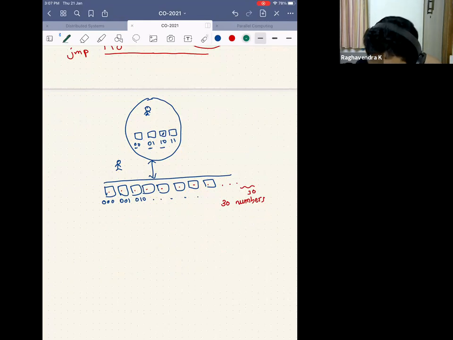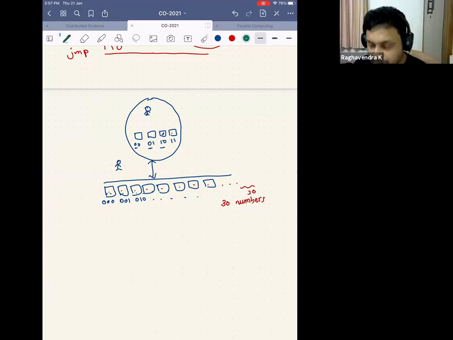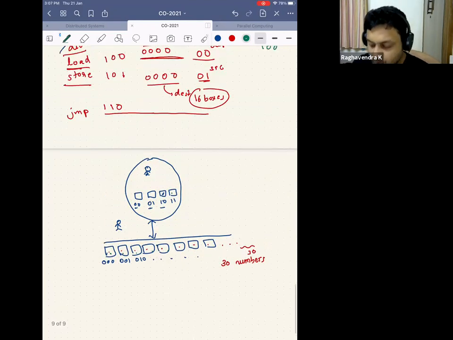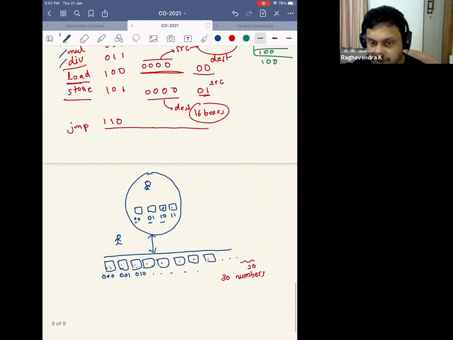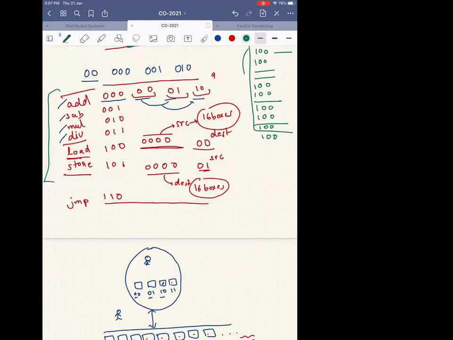What is my goal? In these boxes there are numbers. Each box contains one number. And there are 30 such boxes with 30 numbers. I want to add all these numbers and keep the sum of those numbers here in any of these 4 boxes. So that is my goal. So how do I do this? Using this set of instructions that I have, just this set of instructions. First of all, can I do it only using this set of instructions? Yes, sir. Yes, right. So how do I do this?